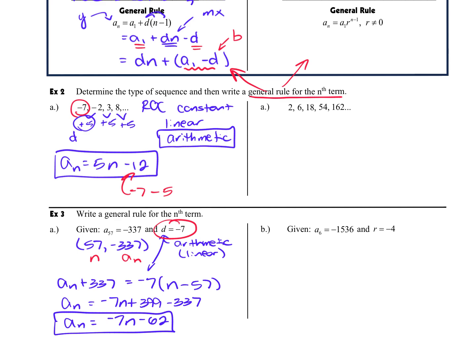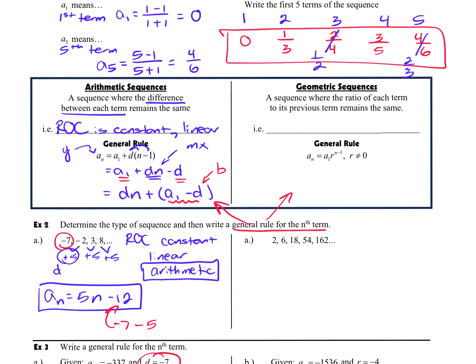Okay, now let's look at our other type of rule. Our other type of rule is a geometric sequence, and we're going to do a lot more with these in our next chapter. So a geometric sequence specifically says the ratio, that's an important word, the ratio of each term to its previous term. That order is important. The ratio of each term to its previous term remains the same. That means that this is going to be exponential.